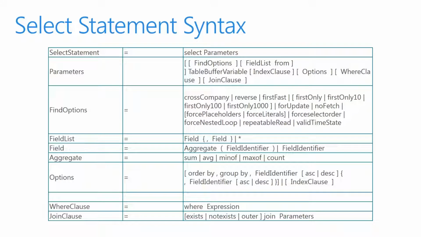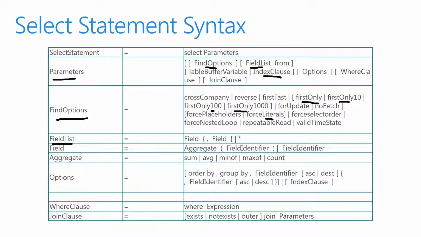Using this syntax chart, you can see the many different options that are available when retrieving data. So first, in our select statement, we can set parameters. So here we can have find options. We can select from an index clause option. We can also specify a field list from. We also have find options as well. So you can search for the first 1,000 only or the first 100. You can force literals. You can say firstOnly or first 10, and so on.